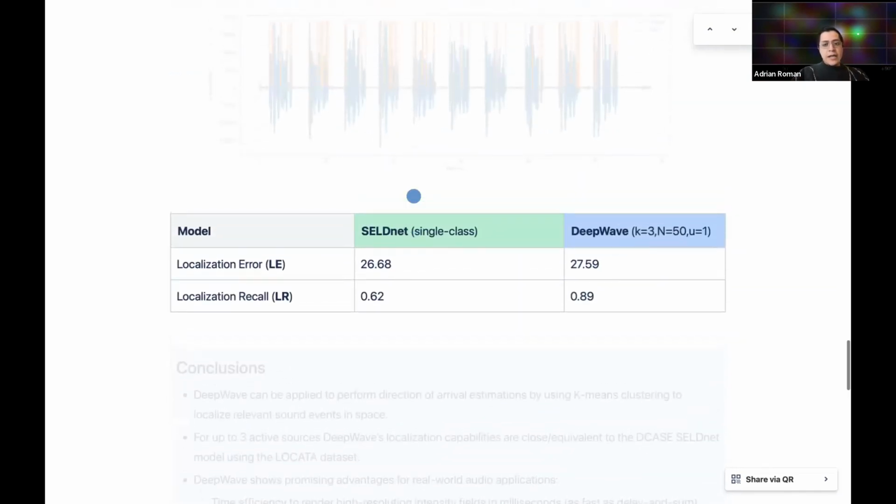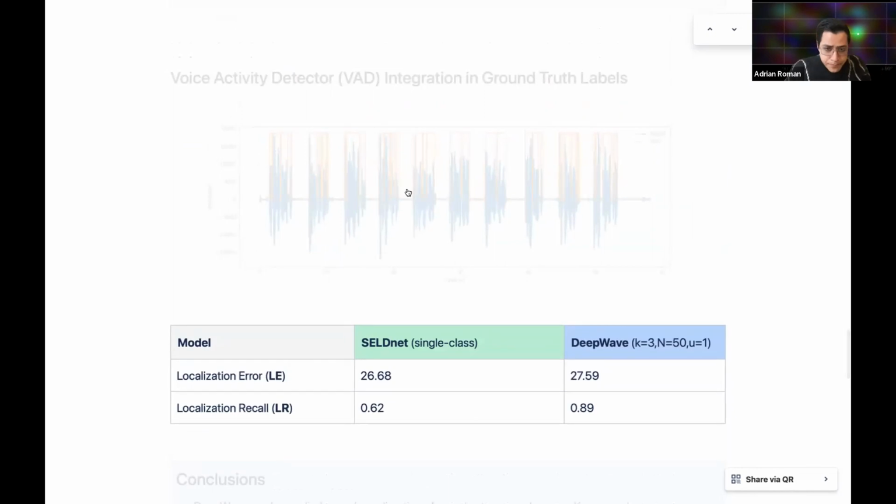In fact, adding a voice activity detector as part of our ground truth labels was the last step to make things as fair as possible. And with this, we were actually able to see a fair comparison. We do notice that DeepWave performs in a very similar way as the baseline model from the DCASE challenge. And actually, the localization recall seems to be a lot better in DeepWave.